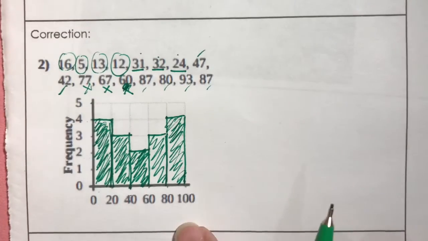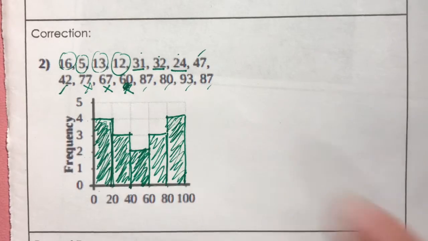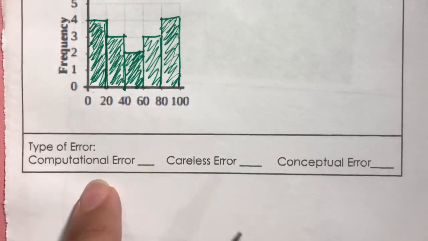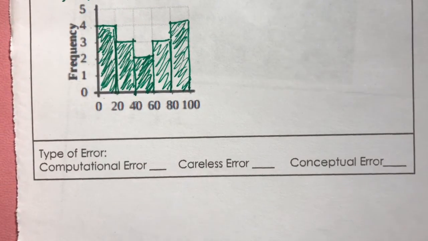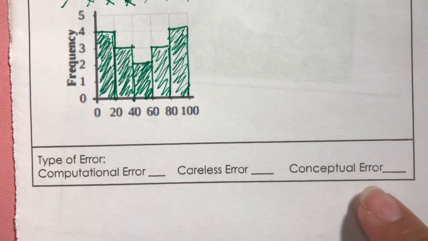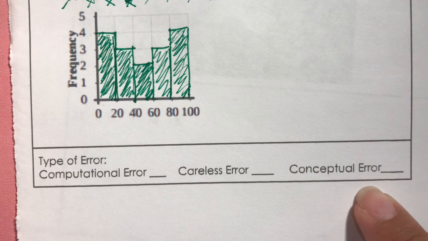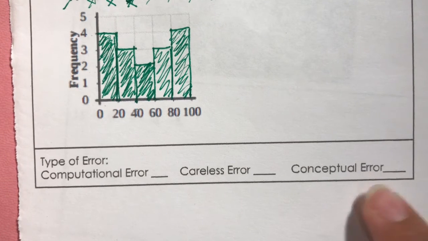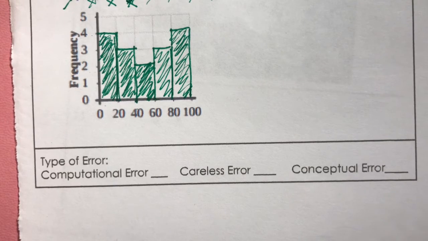So if we were to analyze what type of error this could be, there are 3 types of errors that happen in mathematics. We have computational errors, careless errors, and conceptual errors. The more I say error, the more I think I'm saying it incorrectly, but whatever, it's fine. So you know what I'm trying to say.